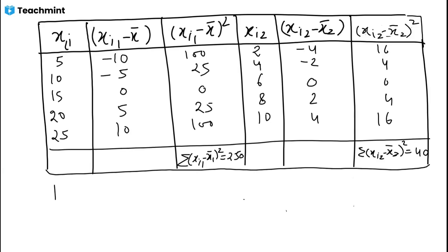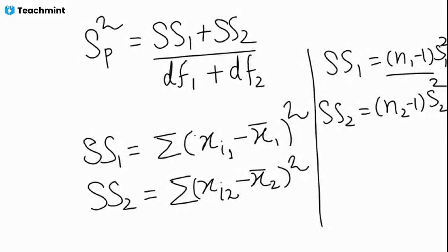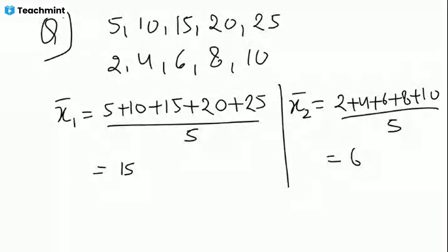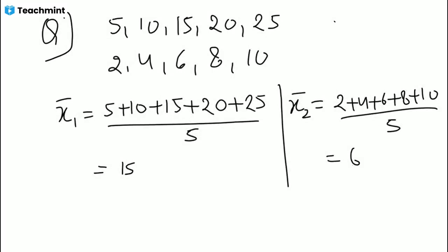So now let us find the pooled variance. Sp squared is equal to, let us use this formula. The degree of freedom for the first data is n minus 1, that is 4. And for the second data, 4 only, since n is only 5, so n minus 1 is 4. So df1 is 4 and df2 is also 4.